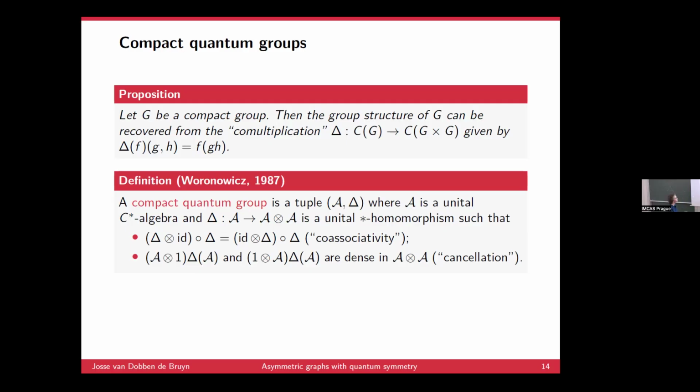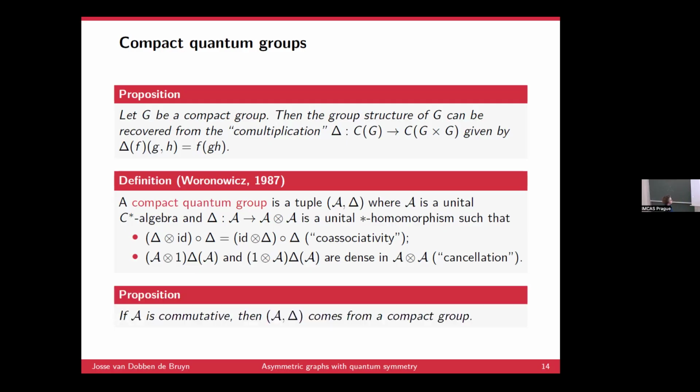There's just a proposition that if you have a compact quantum group where the C-star algebra is commutative, then actually it's isomorphic to the thing we defined above. So there's some actually compact group G such that A is isomorphic to C of G, and also delta is the same as the delta I gave above.